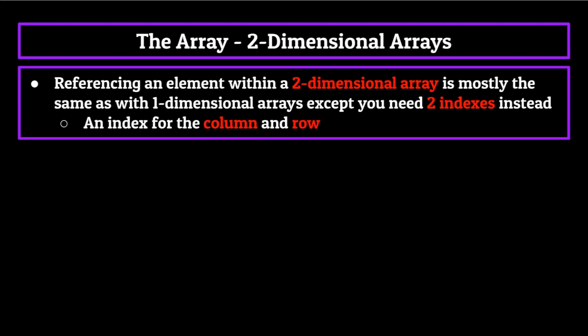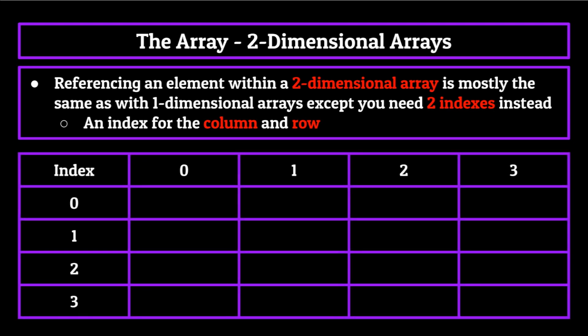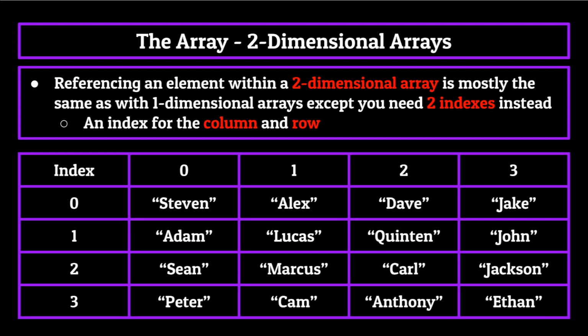As an example, let's create a two-dimensional array with 16 names contained within 4 rows and 4 columns. Now to access the name Carl, you'd first single out the column the name you're looking for is in. In this case, Carl is in the 3rd column, meaning it's in the 2nd index. Next, you would single out the row of the name you're looking for. In this case, the name Carl is in the 3rd row, so again we would use the 2nd index to reference it. So there we have it. The name Carl is in the index location 2, 2.